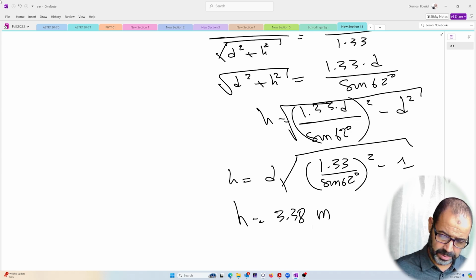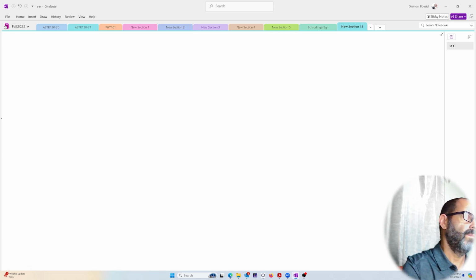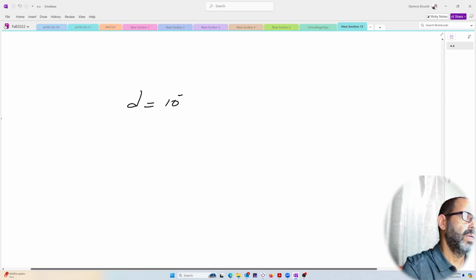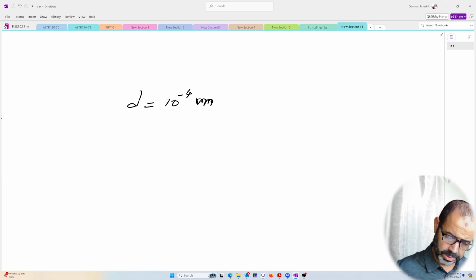If each fiber in the bundle has a diameter d equal to 10 to the negative 4 meters. Wow, they are very thin. Of course they have to be, because they have to go through your mouth all the way to the inside of your body. So their diameter is extremely small, a tenth of a hair basically. Because a hair is about a millimeter, so this one is a tenth of that size. And refractive index n equals 1.4.